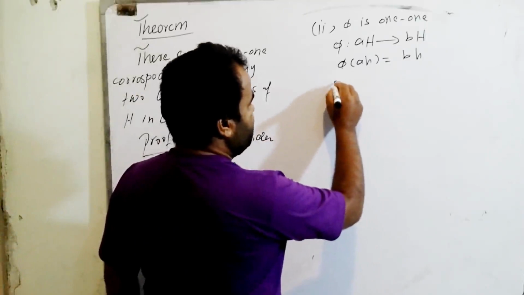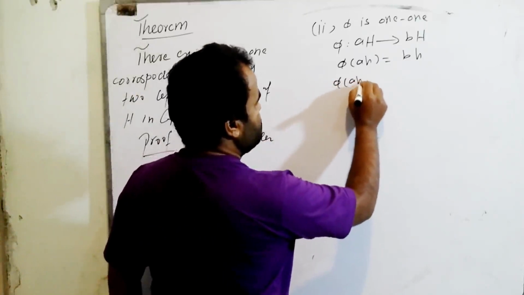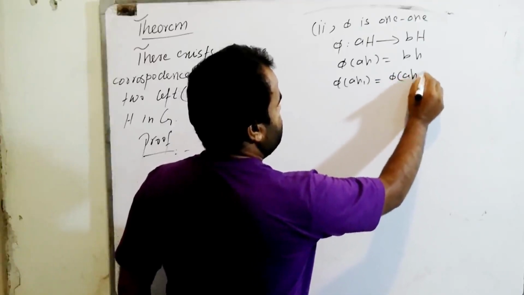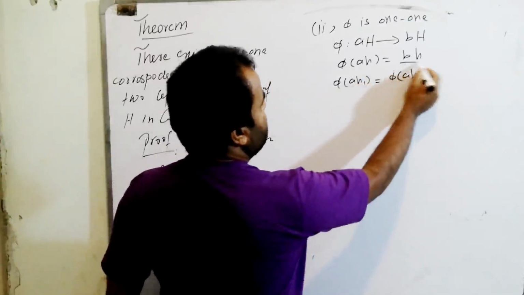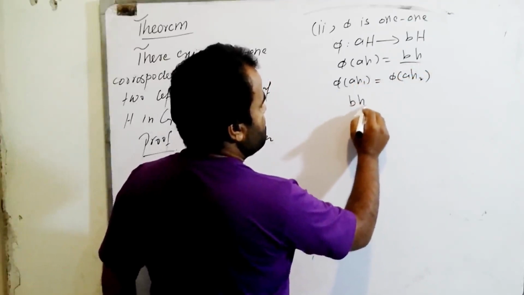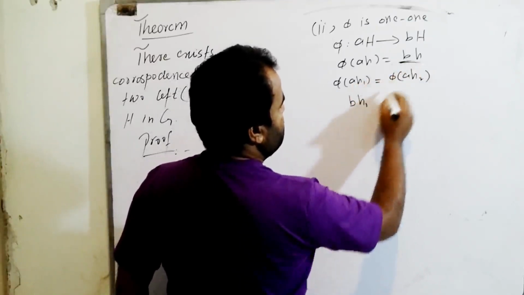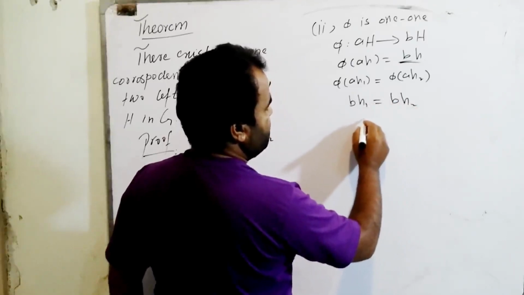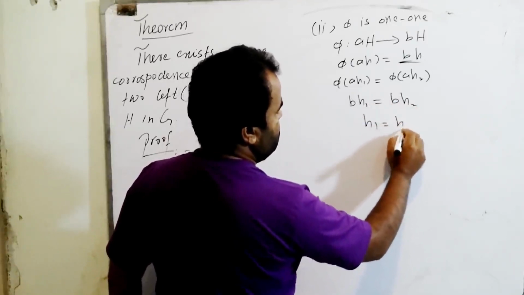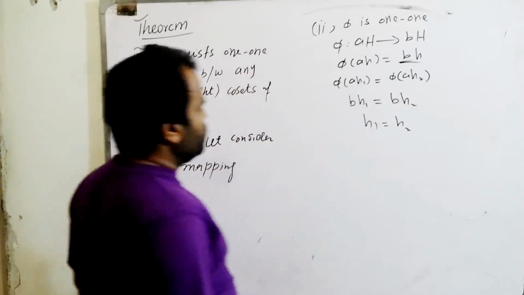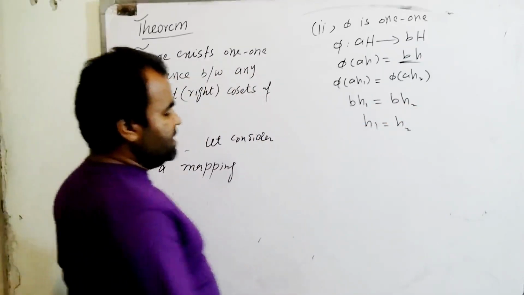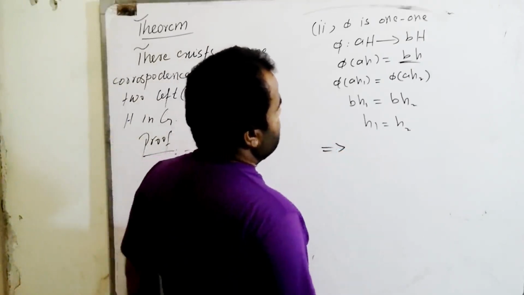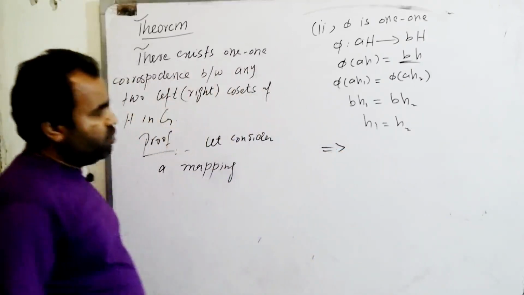So we take phi of AH1 is equal to phi of AH2. Phi of AH1 is equal to BH1, and phi of AH2 is equal to BH2. So this implies that H1 is equal to H2. What does this mean? This implies that phi is one-to-one.